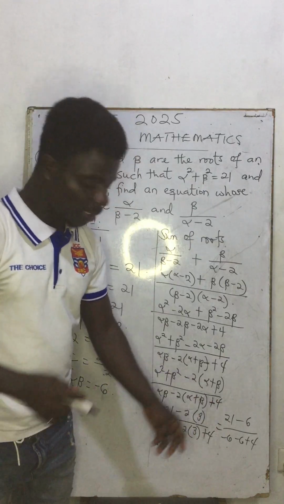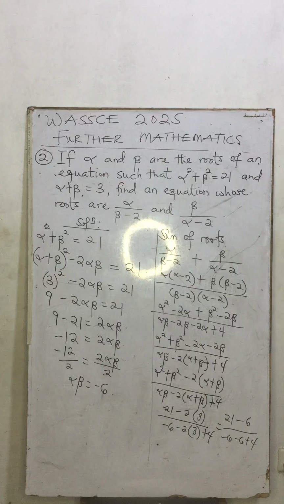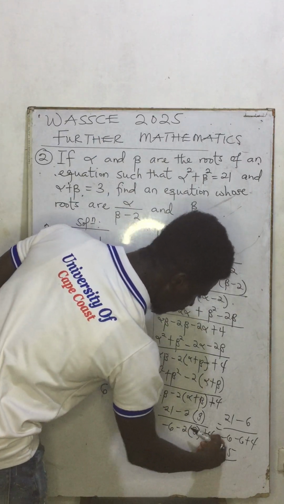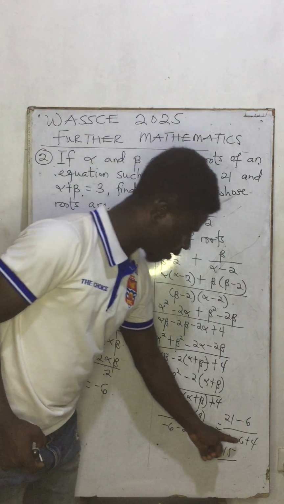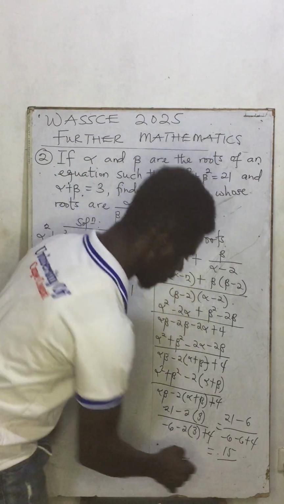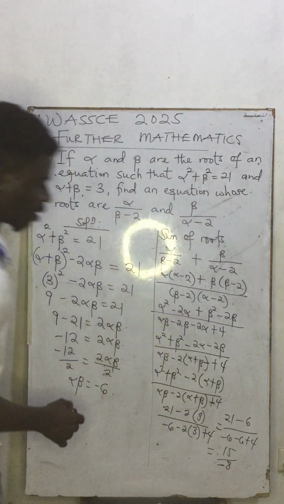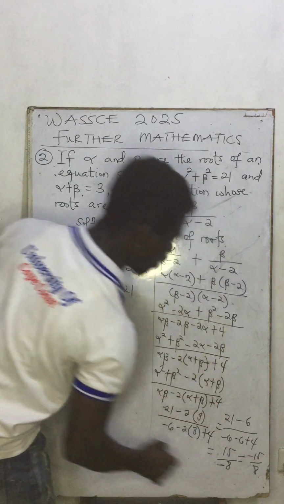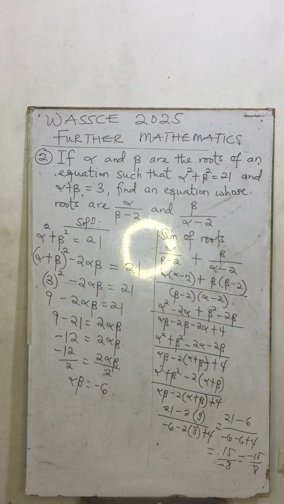So now let's see, 21 minus 6, which is 15, over -6 plus 4, which is -2, then here we have -8. So we have 15 over -8, which is -15 over 8. So that's the sum of the new roots, -15 over 8.